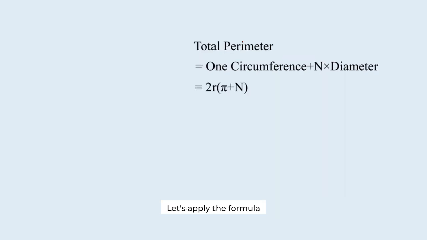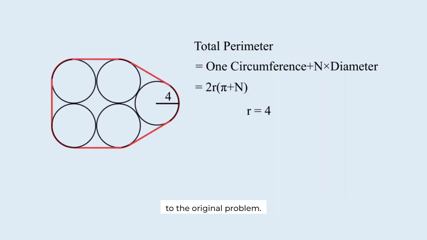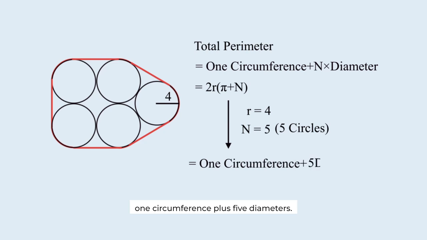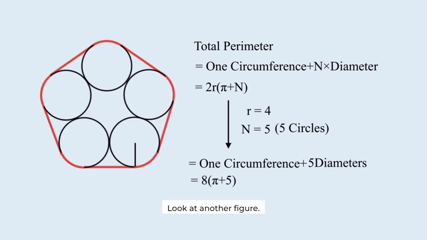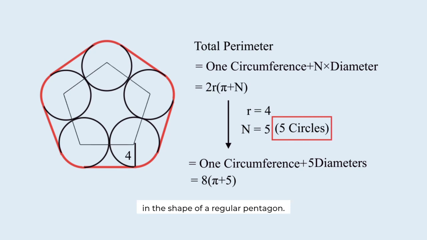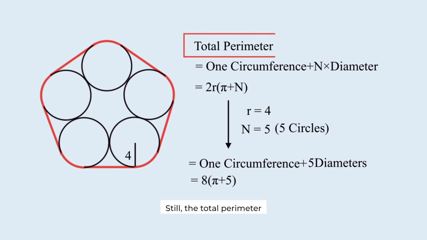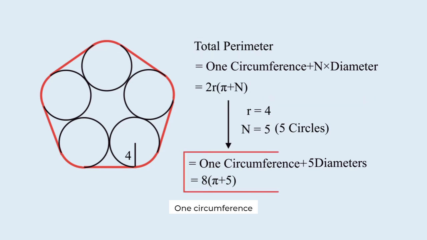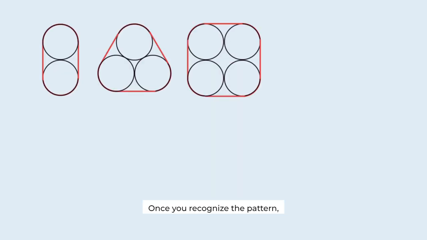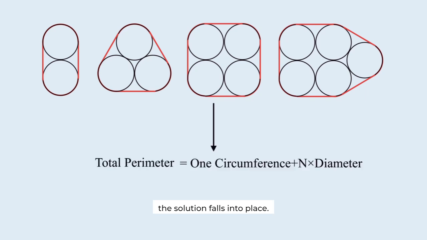Let's apply the formula to the original problem. There are 5 circles. N is 5. So the answer is 1 circumference plus 5 diameters. This is the answer. Look at another figure. 5 circles are connected in the shape of a regular pentagon. Still, the total perimeter remains the same. 1 circumference plus 5 diameters. Once you recognize the pattern, the solution falls into place.